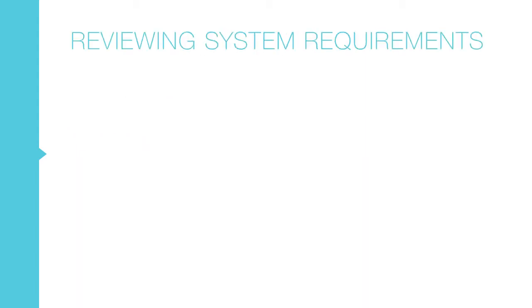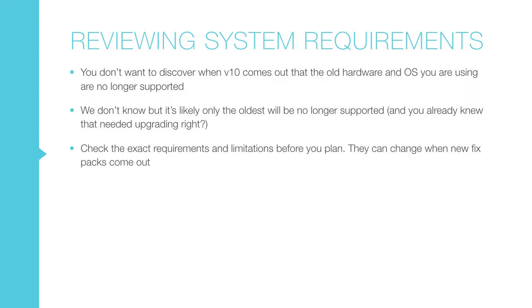So let's talk about reviewing system requirements. You don't want to discover when version 10 comes out, look, I wrote fix pack 10, typo, you don't want to discover when version 10 comes out that the old hardware and operating system you're using are no longer supported. You know, the product comes out, you're ready to install, and you discover that you're running an unsupported version of the operating system. We don't know that's going to be the case. It's likely only the oldest will be no longer supported.